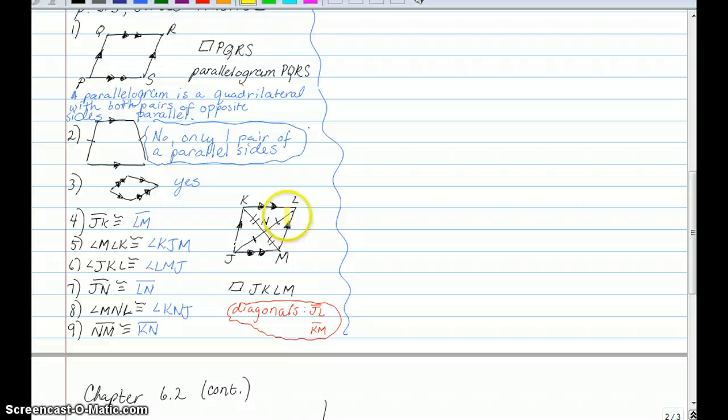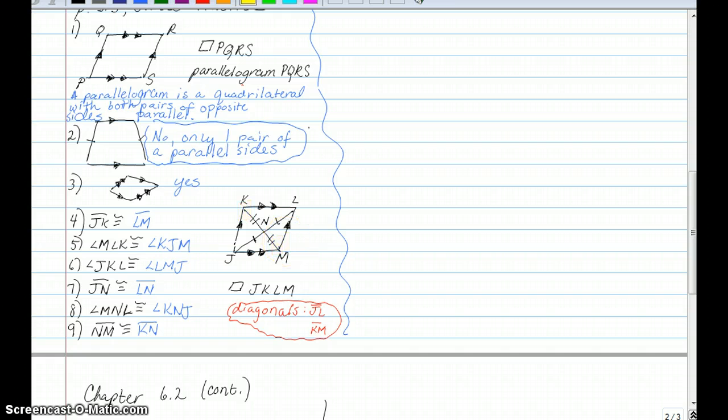Number 6, angle JKL, that's this angle here, is congruent to what? Well, we know the angles opposite are congruent, so it would be angle LMJ or angle JML, or just angle M would work as well.